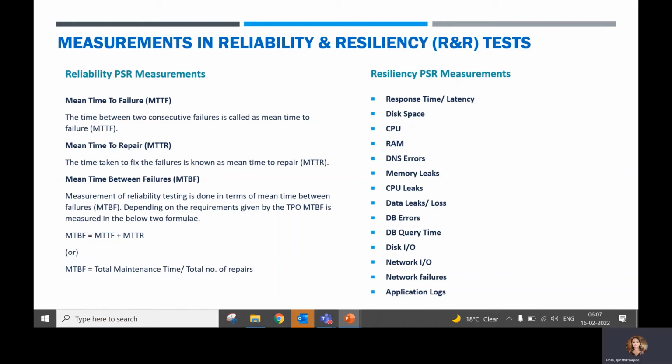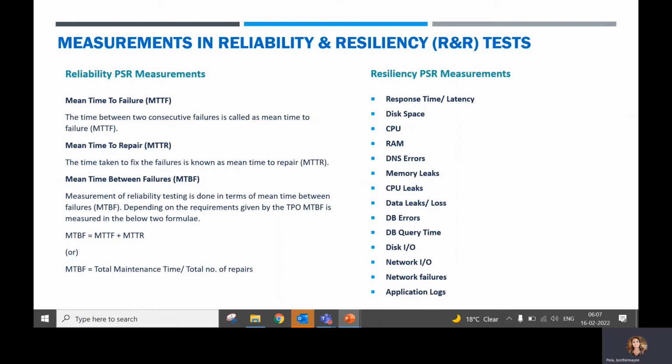Let's go to resiliency PSR measurements. Now I have listed out various measurements or KPIs here. You will see that almost all of them are usually the measurements during a single load test, like a 1 hour load test. So what's the difference between normal load test measurements and whatever is listed here as part of resiliency measurements? There is a small catch here, and this is the usual mistake every PSR engineer makes.